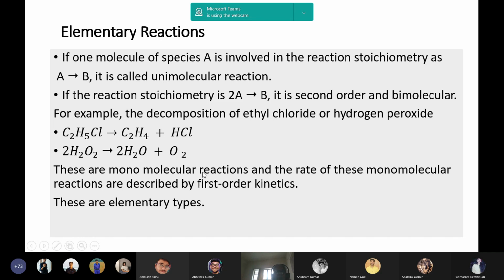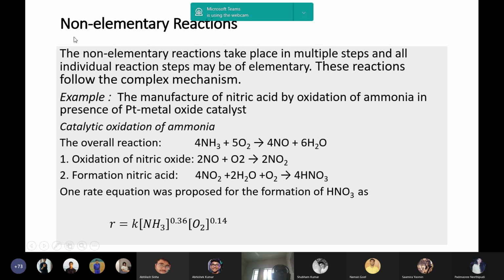So there are monomolecular reactions, and the rate of a monomolecular reaction is known as a first order reaction. So these are all first order reactions. But if it is not elementary type, then listen, what I am describing is a fundamental thing. I am recapitulating the knowledge.